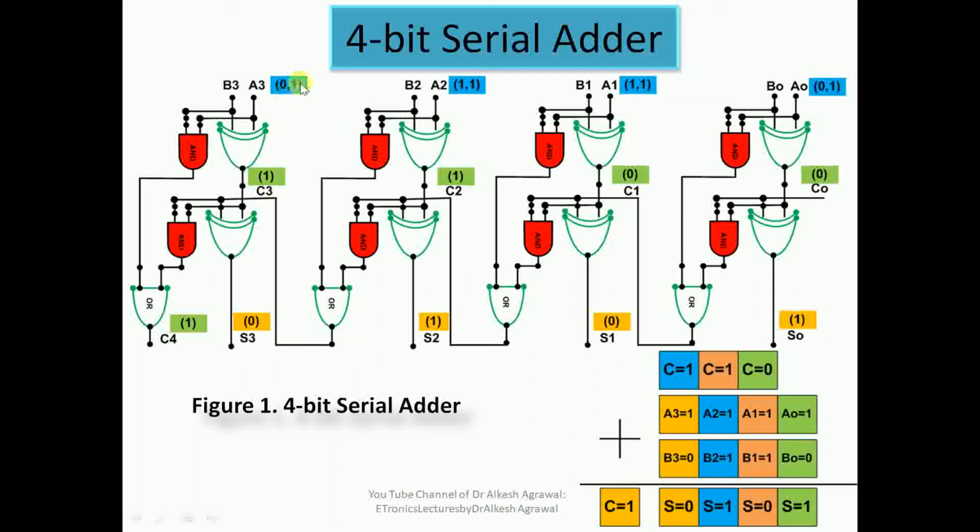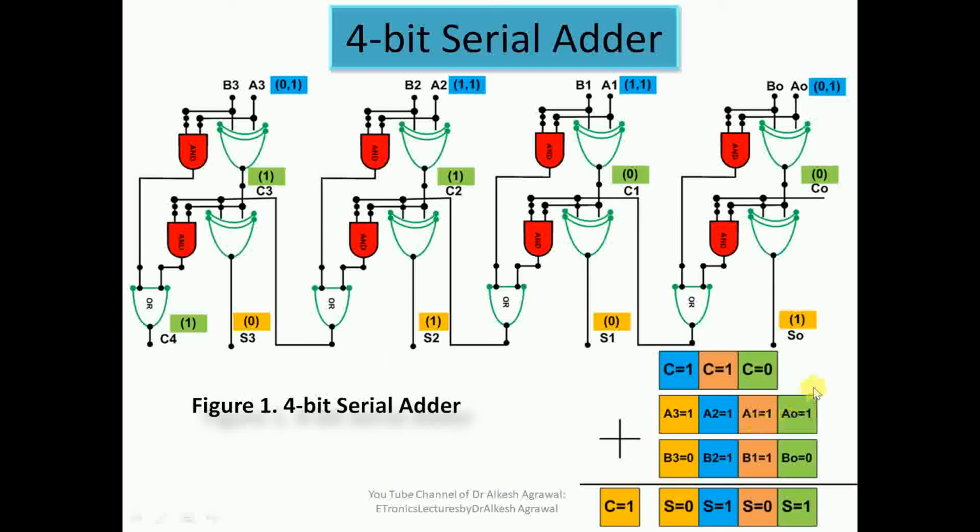Now in this stage what we have to do is add 1 plus 0 plus 1. So 1 exclusive OR 0 exclusive OR 1 is 0, and the AND value of 1 and 0 is 0, 0 and 1 is 0, and 1, the C3 and A3, is 1. So final carry is 1. So what we get finally is 1 0 1 0 1.